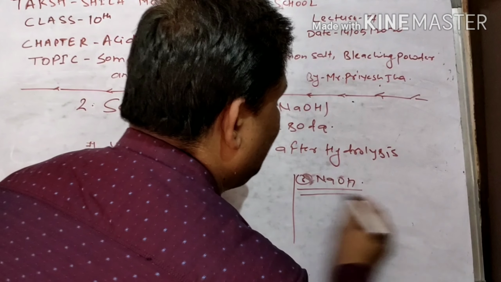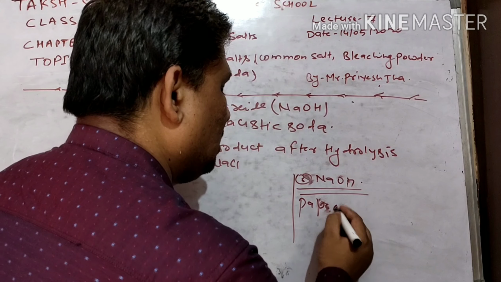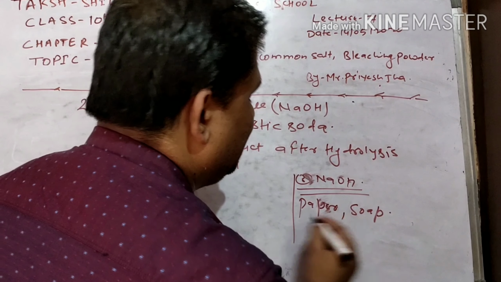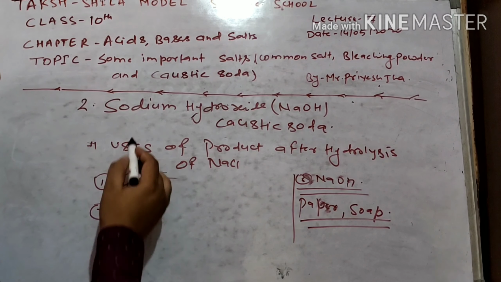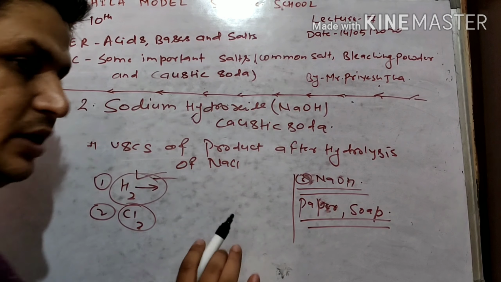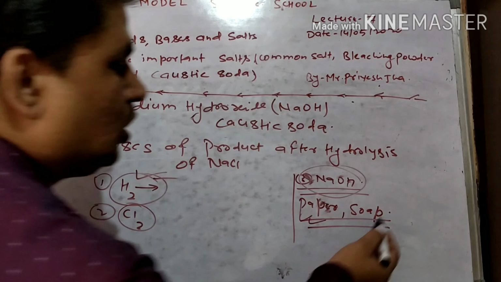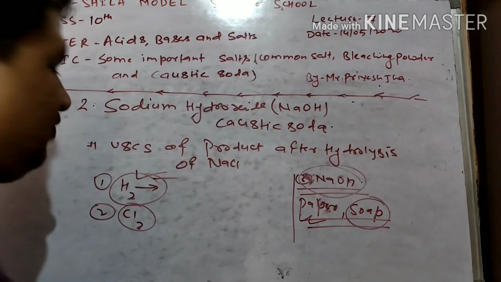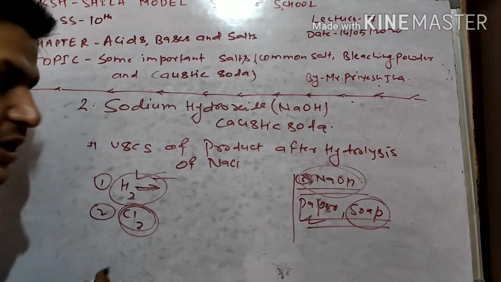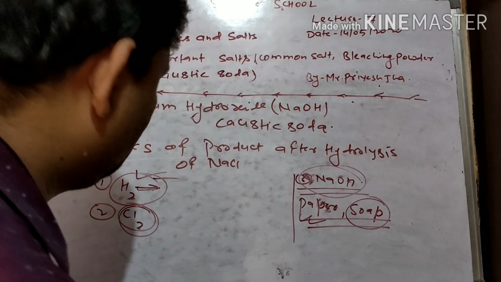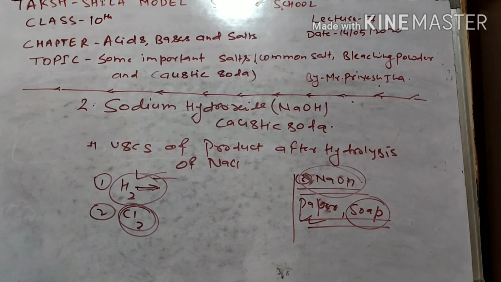And second one, sodium hydroxide is used in paper industry and in making soap. So these are the uses of the products mainly formed when electrolysis of sodium chloride takes place. Okay, it is clear where sodium hydroxide is used: in paper industry, and also in making soap as saponification. Second, H2 is used as a fuel. Second one, chlorine is used in the treatment of water. So this was our sodium hydroxide: preparation, properties and uses.